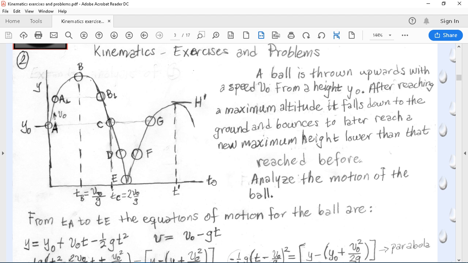Y is the vertical position. The ball reaches a maximum altitude and then falls down to the ground and bounces upwards again, reaching afterwards a new maximum height, which is lower than the one the ball reached before.